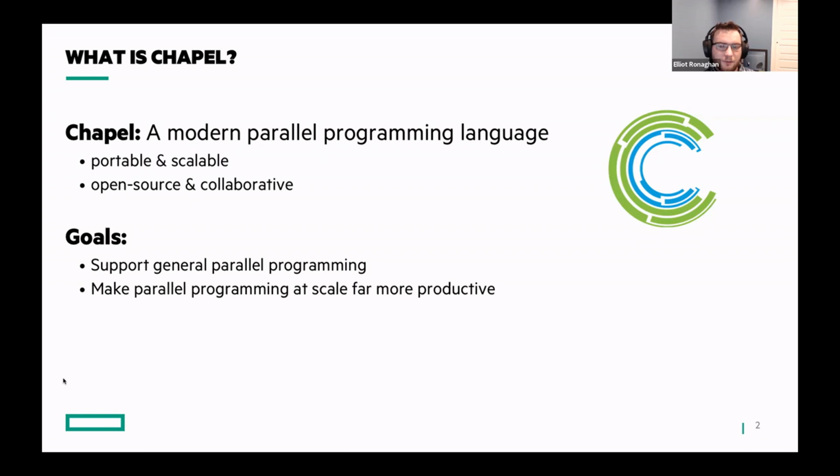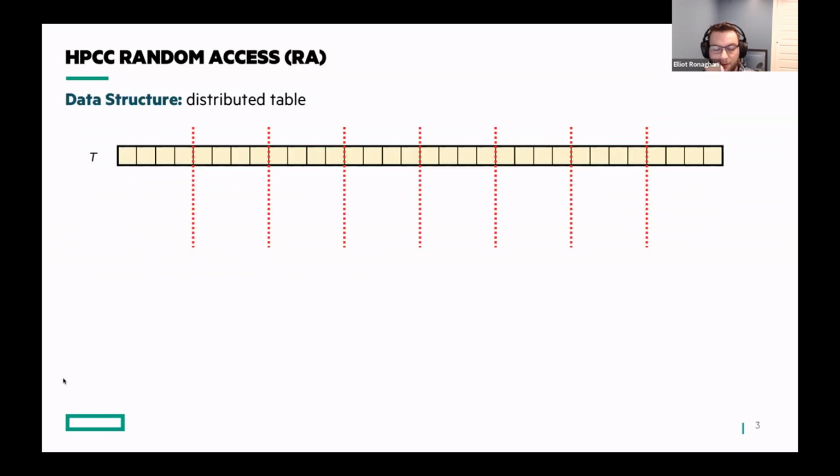scale, far more productive. And to show what we mean by productivity, I want to go into an example application or an example benchmark to see what this looks like. And so we're going to start with HPC Challenge Random Access, or RA, also known as GUPS.